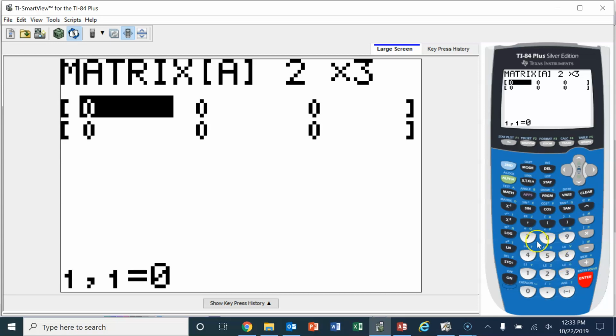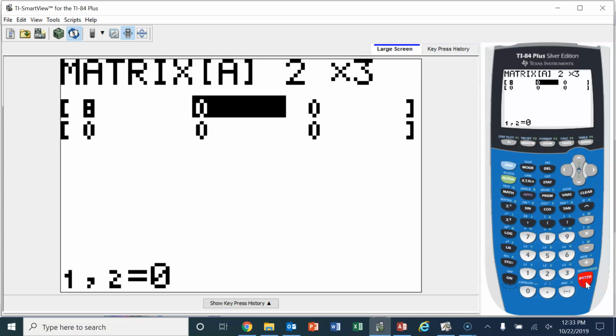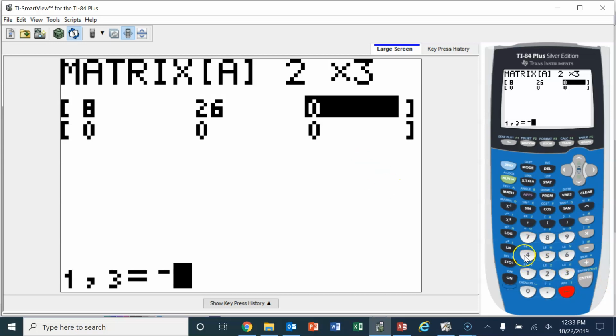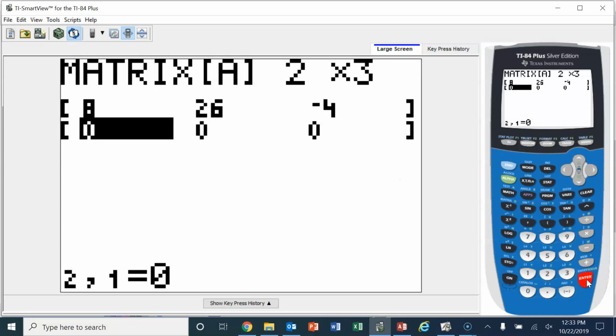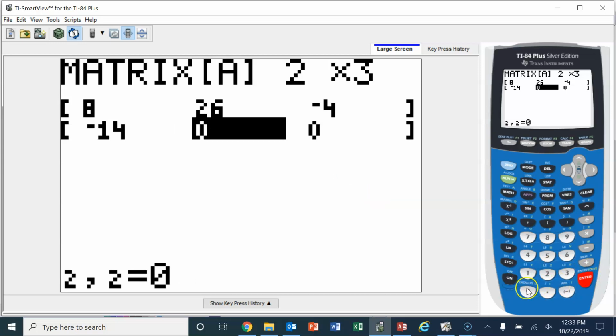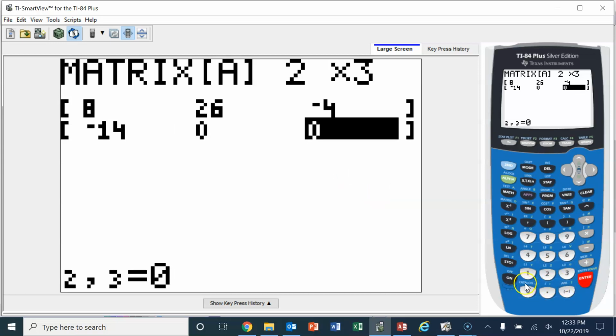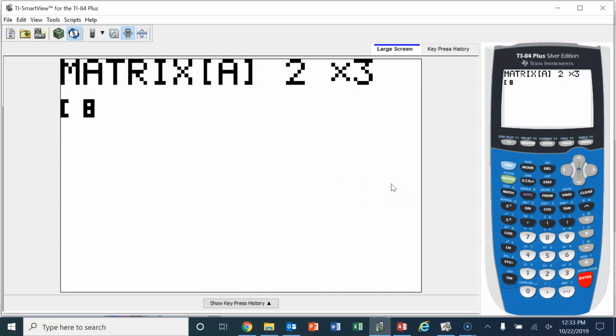All right, here we go. So it's 8, enter. 26, enter. -4, enter. -14, enter. 0, enter. And 10, enter.